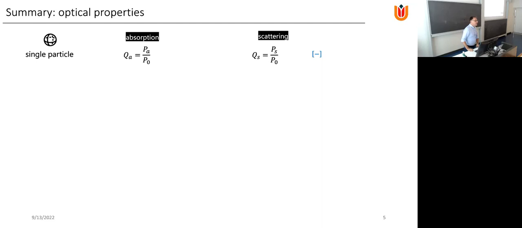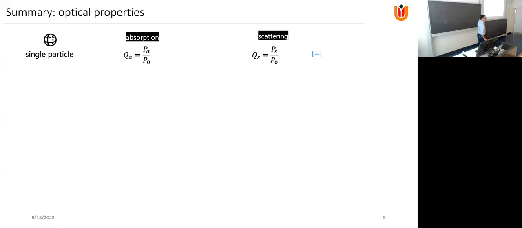So in summary, the properties that we had up until now, for the single particle, absorption properties and scattering properties, and as you will see, they are completely analogous. We had the absorption and scattering efficiency, which was the ratio of absorbed power over incident power, or scattered power over incident power. That's an efficiency that's dimensionless. It's just a number.